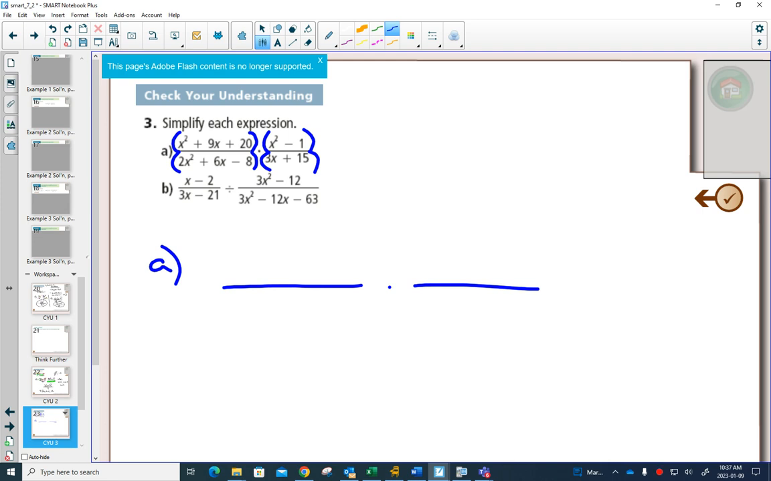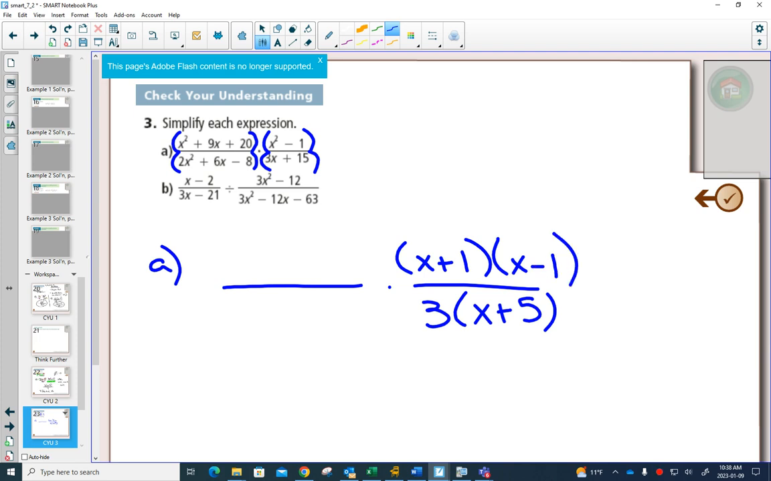Probably the easiest one to factor is on the bottom of the second one. Can you see that there's a common factor of 3? You can take out that 3, giving you x plus 5. So you don't have to factor these in order. You can factor them however you want. X squared minus 1, can you see that that's a difference of squares? It will be x plus 1, x minus 1.